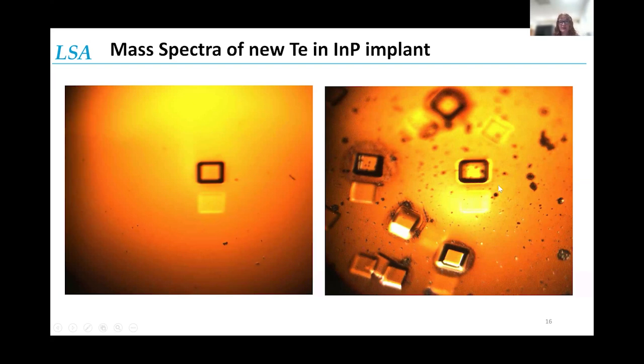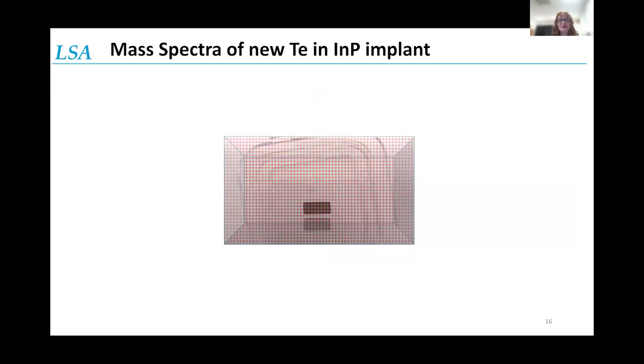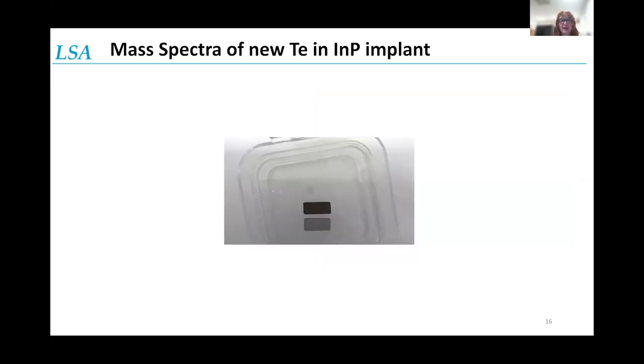So what we do is we get ourselves a nice new clean implant, and it begins to look like this. And again, we do the same thing. We run a mass spectra.